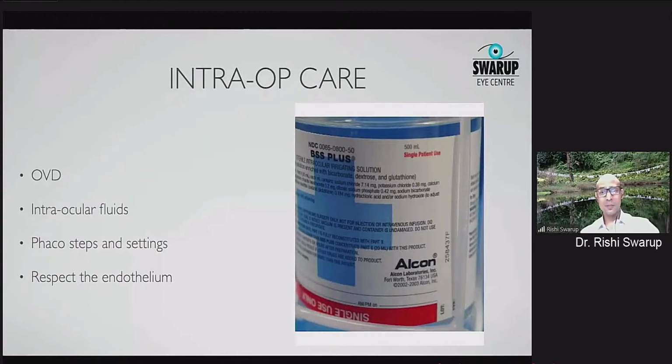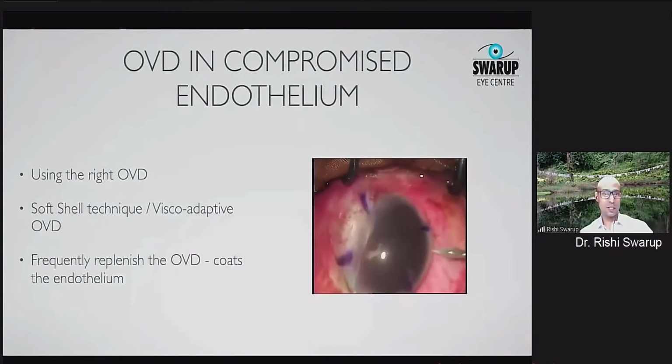Special intraocular fluids are available for weak corneas, like BSS Plus. They have appropriate additives which make it closer to the aqueous humor. There have been contradictory studies as to whether it really helps or not, but it's definitely not worse than a regular BSS or Ringer's lactate. So if you have access to this and the patient can afford it, please go ahead and use it. But of course, cost is a consideration.